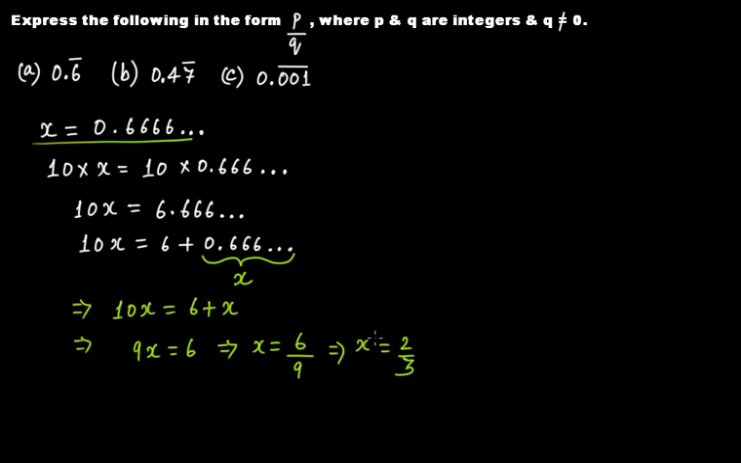Right? So x is equal to 2 by 3 means what? Actually, x is equal to 0.6666 is equal to 2 by 3. That is 0.6 bar over 6 is equal to 2 by 3. It's of the form p by q, where p is 2 and q is 3, and we have just written it in the form of p by q. This is p, this is q, p by q form, right?